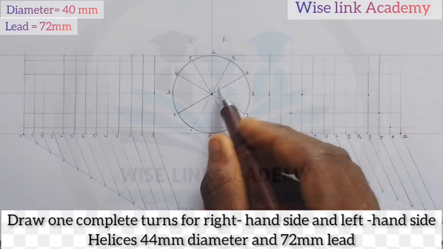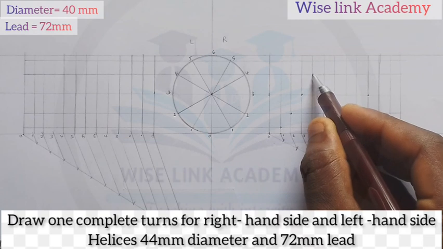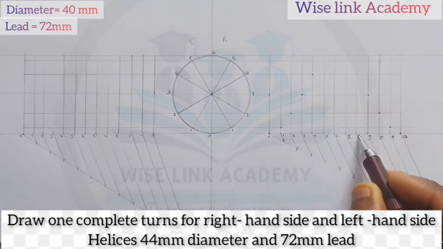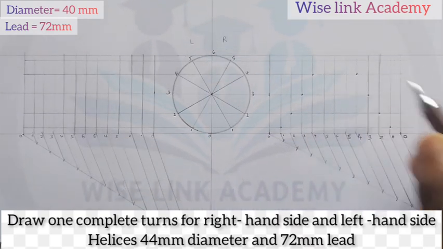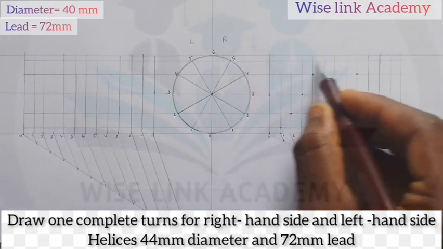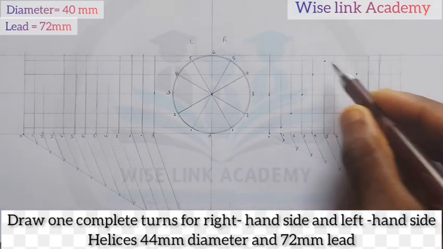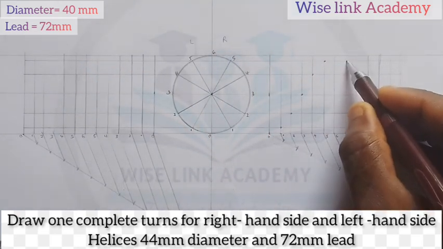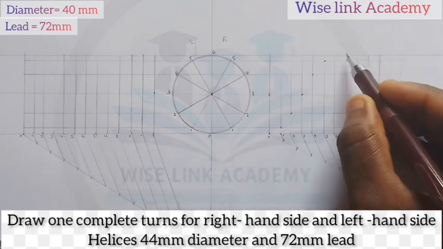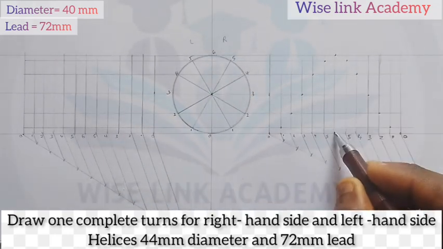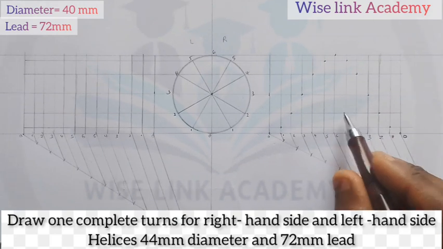Next up, 4 touches 4 here. Here is 4. Here is also 4. Next up, 5 touches 5 at this point. And lastly, 6 touches 6. Here is my line 6. What I did here, I will do it at this point.